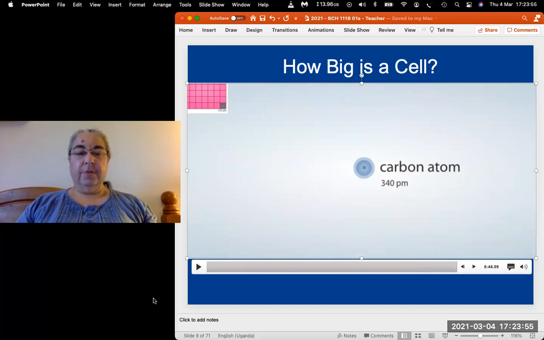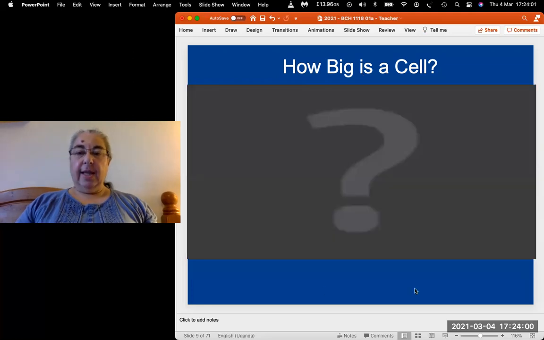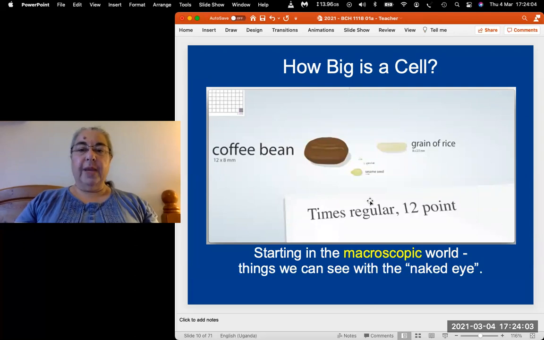Okay, I hope you understood what was going on there. So we saw a video zooming in, if you like, from things that we're familiar with. So here is a coffee bean, here is a grain of rice and a sesame seed. And up here in the top hand corner is a piece of squared graph paper, with this square representing 1 millimeter square. So you know how big a grain of rice is, for instance. Here is some print, 12 point print, a very common font that's used. You know how big that is.